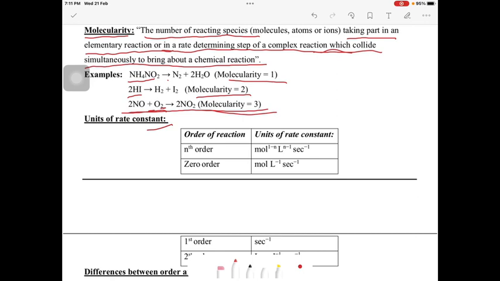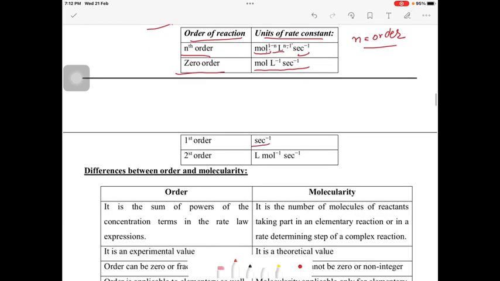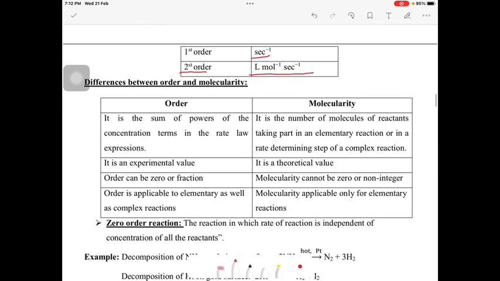Units of rate constant, order of reaction and unit of rate constant. For nth order, the unit is mol^(1-n) L^(n-1) per second, where n is the order. For zero order, n becomes 0, then the unit is moles per liter per second. For first order, per second; for second order, liter per mole per second.